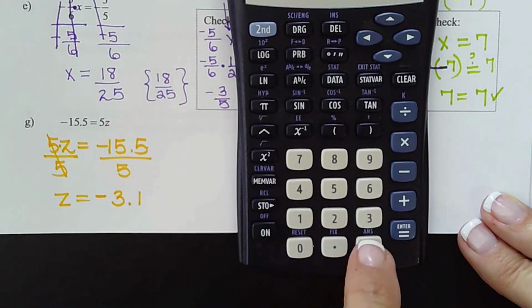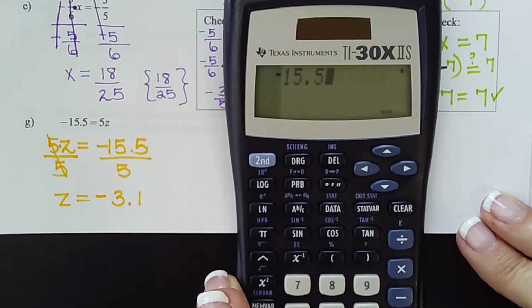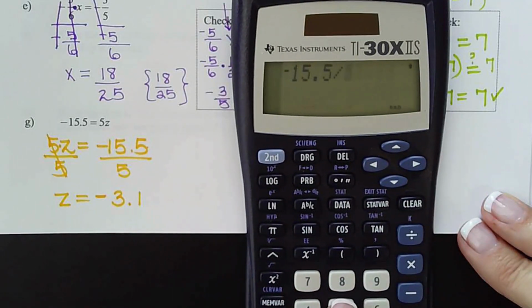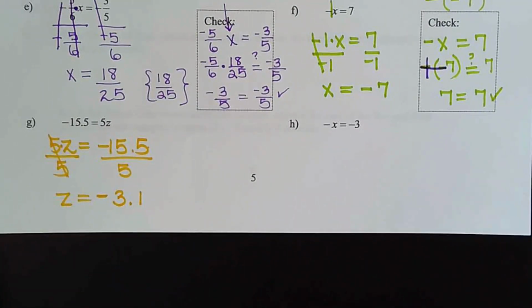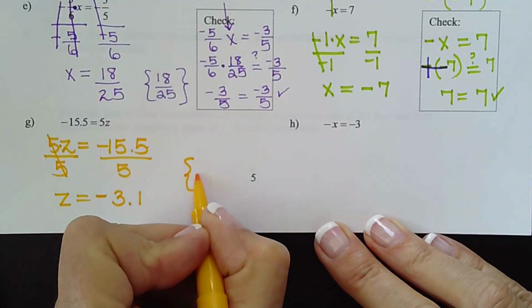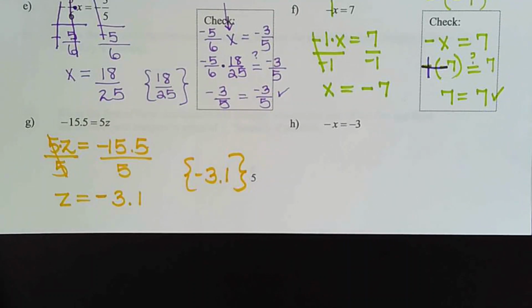So using the bottom key, negative 15.5 divided by 5, there it is, negative 3.1. And we're not checking these. I think we've done enough checks to make sure you know how to do them.